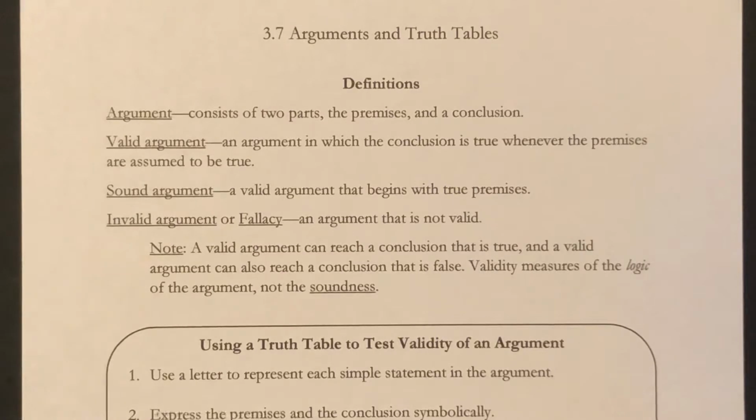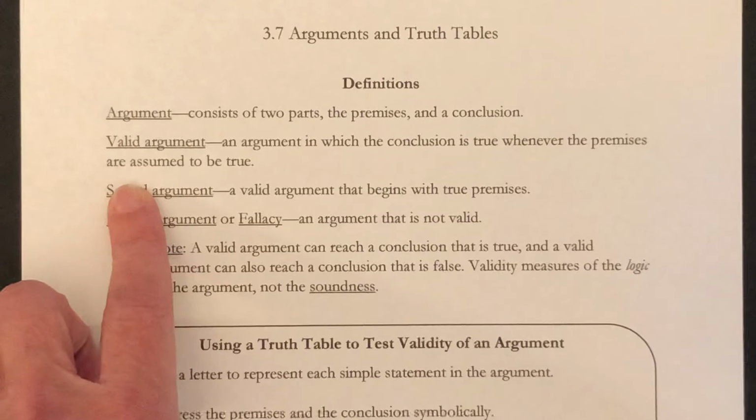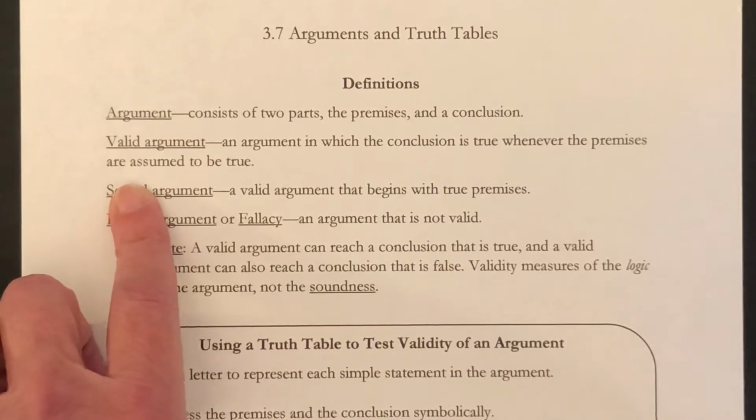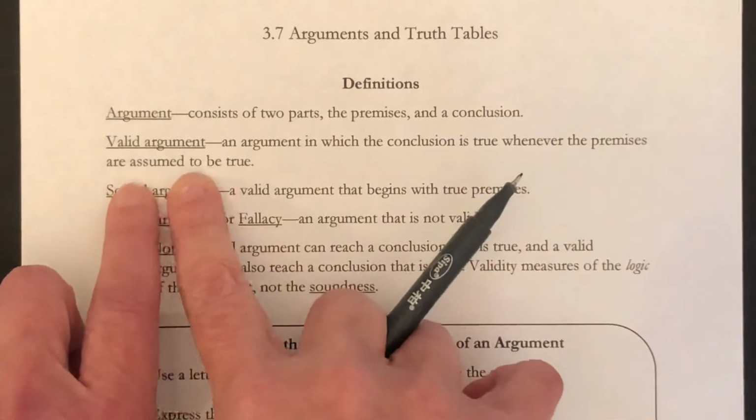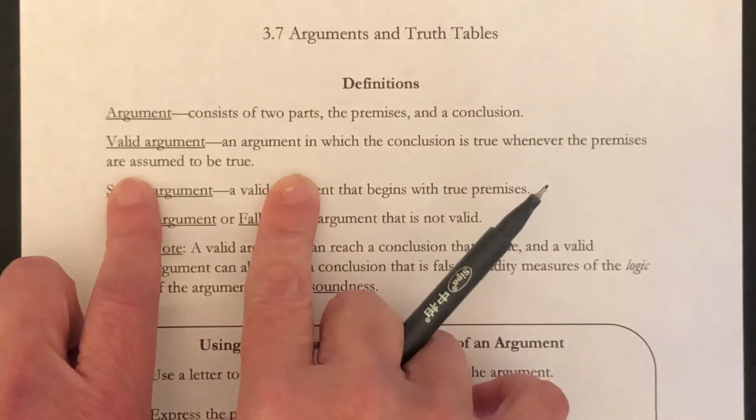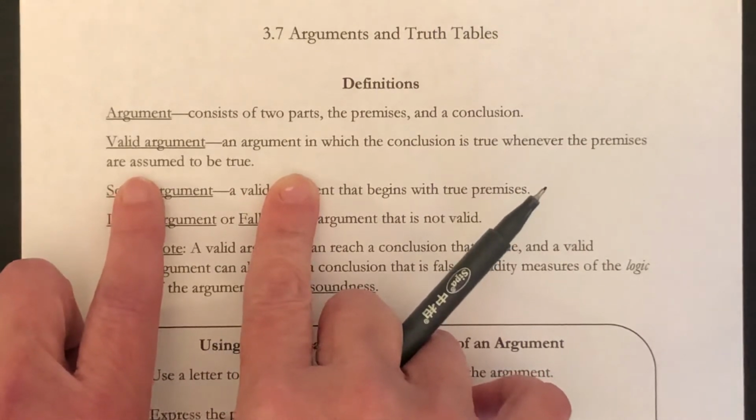An argument consists of two parts. There are the premises, like the things that you assume to be true, and then a conclusion based off of those. Okay? Now, to be a valid argument, that is an argument in which the conclusion is true whenever the premises are assumed to be true. So in order to test validity, all we are literally checking is the logic of it. Now, you can start off with incredibly insane premises, and the logic can still be good, and you can get a bad conclusion based on that. But it's just the logic. If the premises are true, does your conclusion immediately fall from it every time?